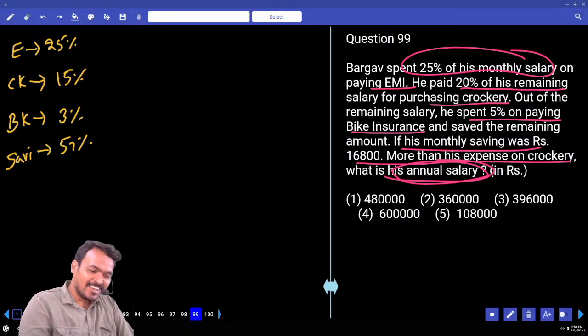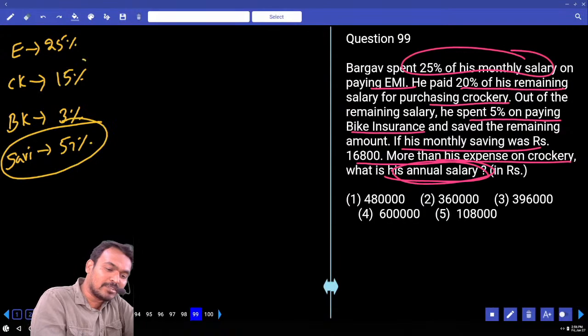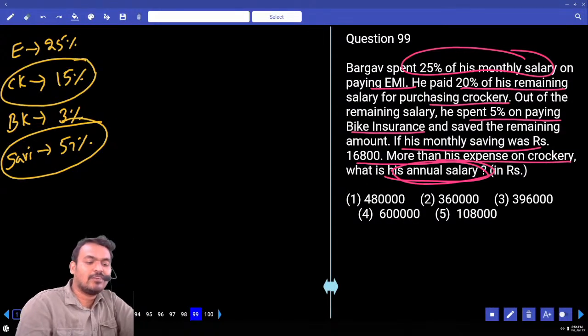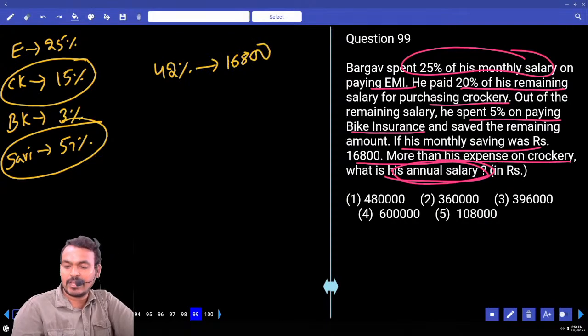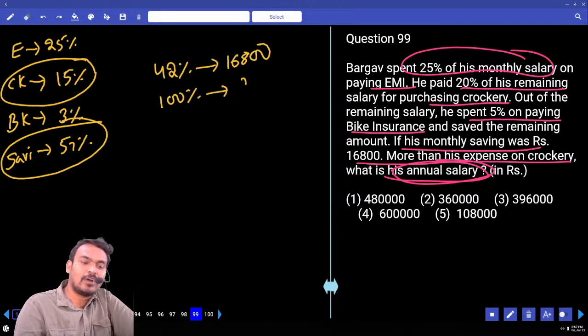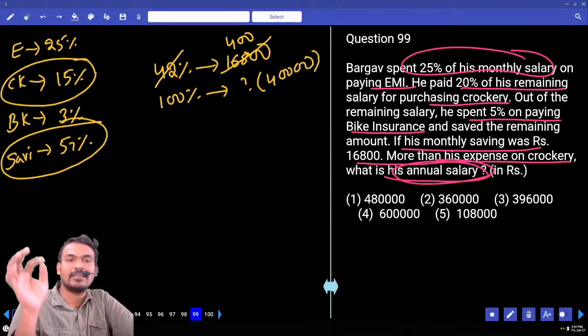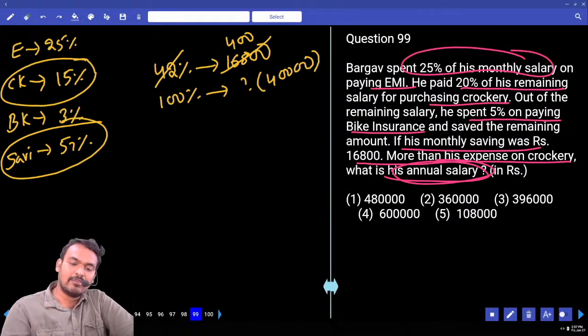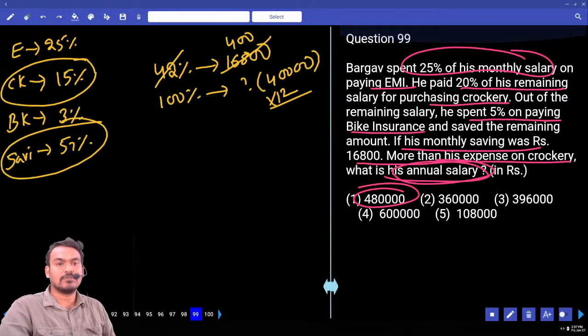Okay? What is the savings percentage? 57. Next, what is the crockery percentage? 15. What is the difference? 42%. That 42% equals how much? 16,800. We require the annual salary. First, what is the monthly salary? 100% or not? 42 how many times? 4 times. Nothing but 400 or not? 400 into 100, 40,000. Is it monthly salary or annual salary? Monthly salary. Annual salary means into 12. What is the answer? 4,80,000.